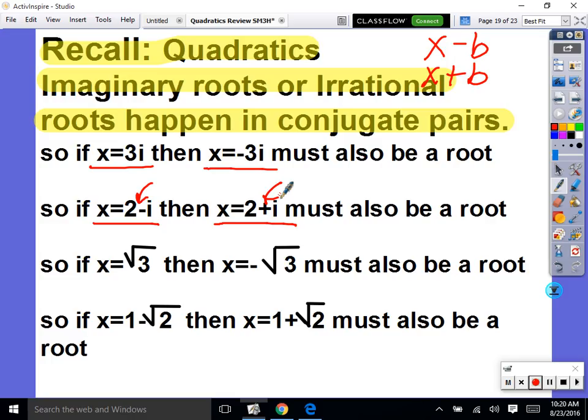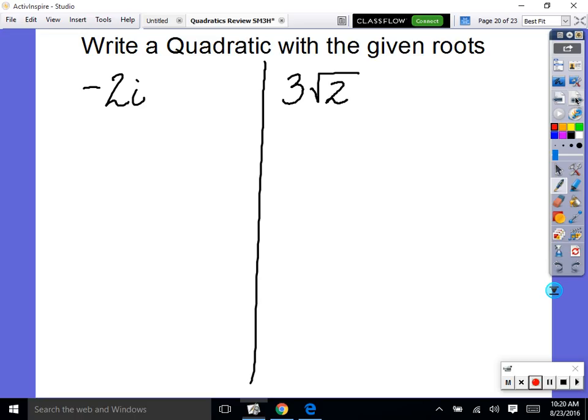Now that's also true for irrational roots. Irrational means cannot be written as a fraction. So if you have an irrational root, then its conjugate must also be a root. This is an example of an irrational root, 1 minus the square root of 2. So its conjugate, 1 plus the square root of 2, must also be a root. Okay, let's use that to answer this. Write a quadratic with these given roots. So we're going to go backwards.